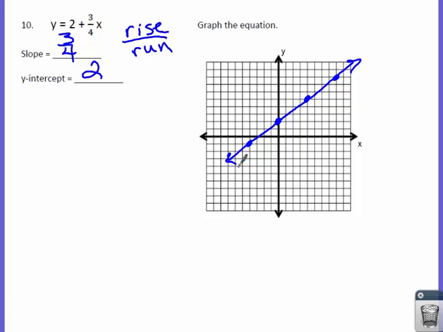So please study this, look over it, make sure you understand how to find slope and y-intercept from a graph, from a t-chart, and from a situation.